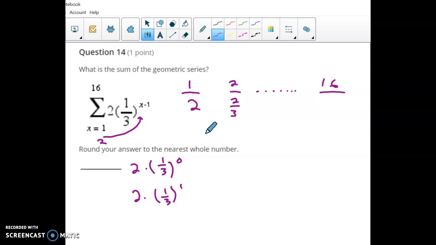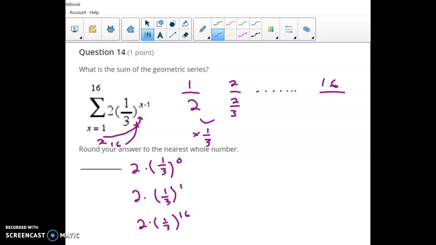Okay, so you can kind of see that this pattern is: start with 2 and multiply by 1/3. Each time the exponent increases by 1, we have 1 more times a third, right? And so the 16th term is going to be pretty small. If we made this 16 here, we would have 2 times 1/3 to the 16th, and that's going to be pretty close to 0, actually.